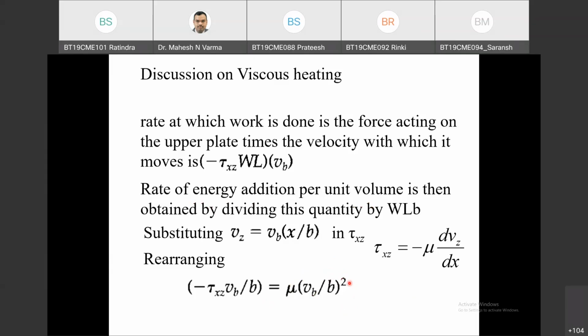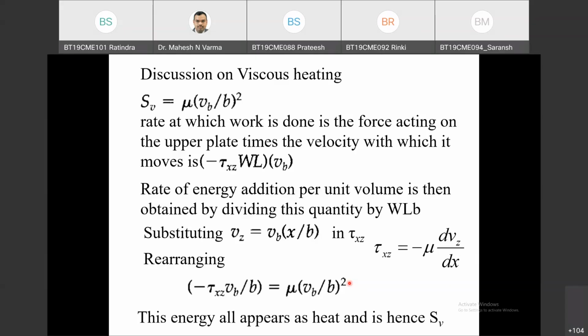This is the increase in temperature because of the rubbing of one layer of liquid with another layer of liquid. So mu Vb, velocity, divided by distance square, this energy appears as heat, and hence it is called S_v. So that is the heat added because of viscous dissipation.